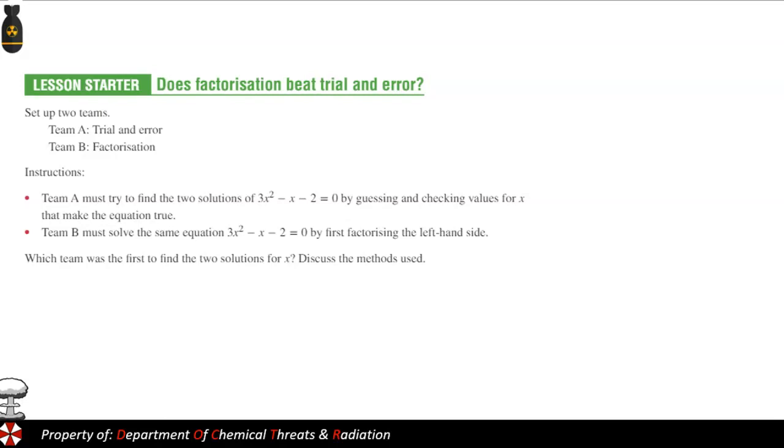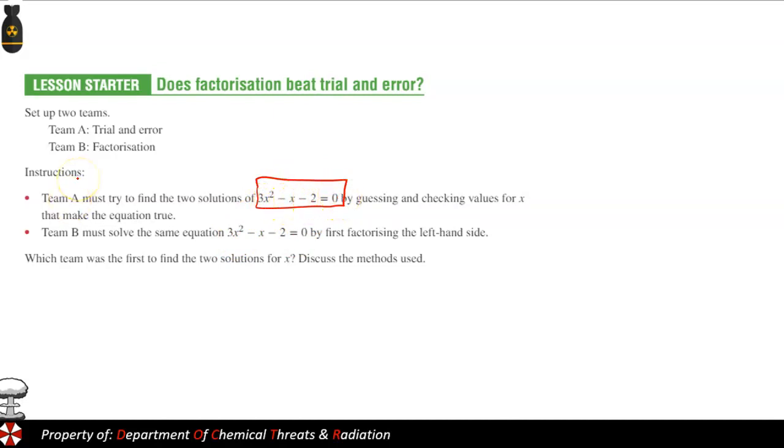Or if you wanted to, you can set up with another team so that your entire team is racing against them. One of your teams needs to be the trial and error team. So that's up to you to decide who is who. The other team will be the factorization. Don't start until you're ready, but the idea is you need to find the two solutions to this equation: 3x squared minus x minus 2 equals 0.